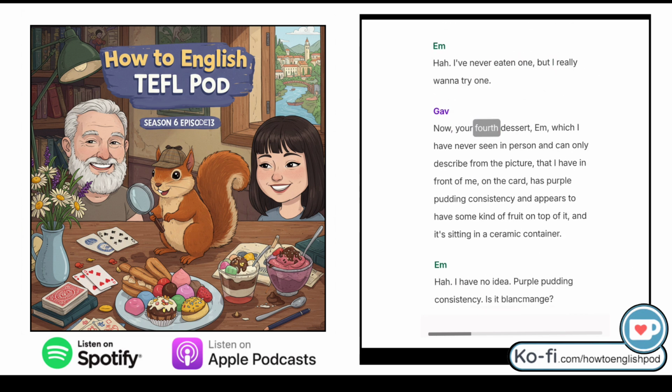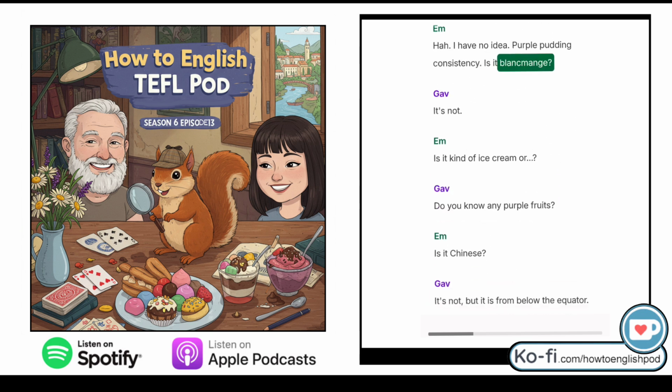Now, your fourth dessert, which I have never seen in person and can only describe from the picture that I have in front of me on the card, has a purple pudding consistency and appears to have some kind of fruit on top of it, and it's sitting in a ceramic container. I have no idea. Purple pudding consistency. Is it blancmange? It's not. Is it kind of ice cream? Do you know any purple fruits? Is it Chinese? It's not.